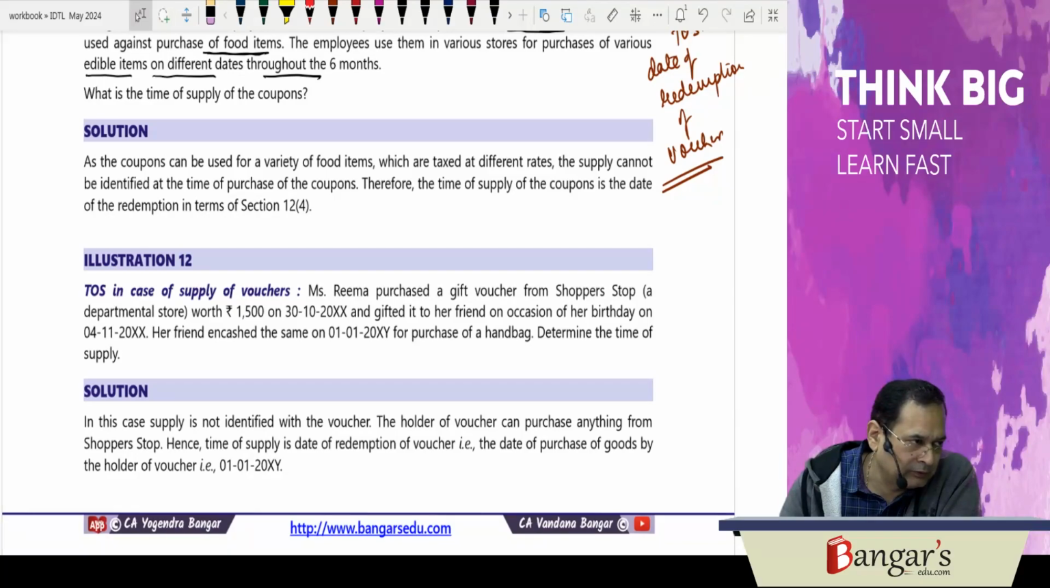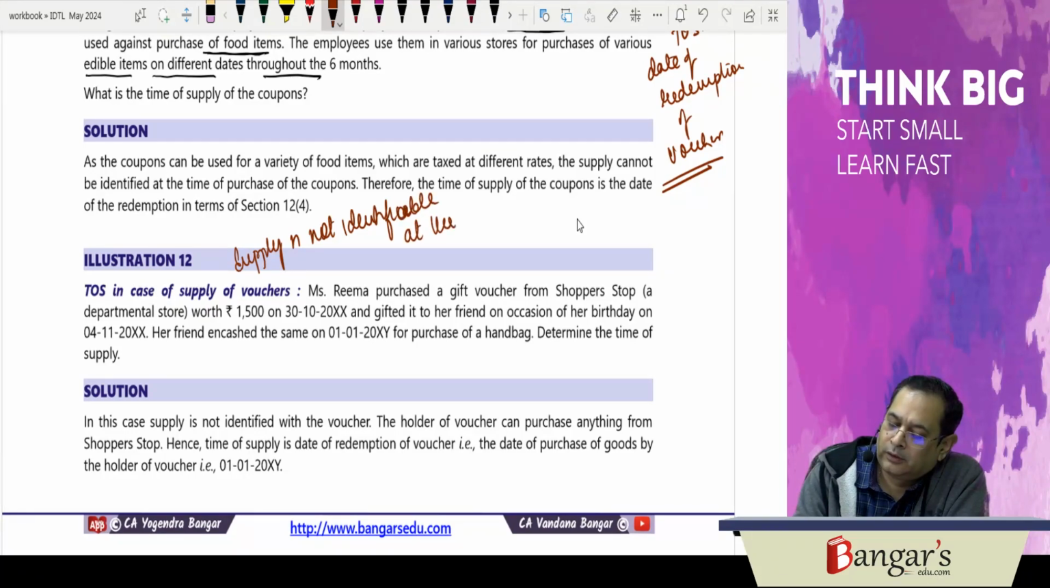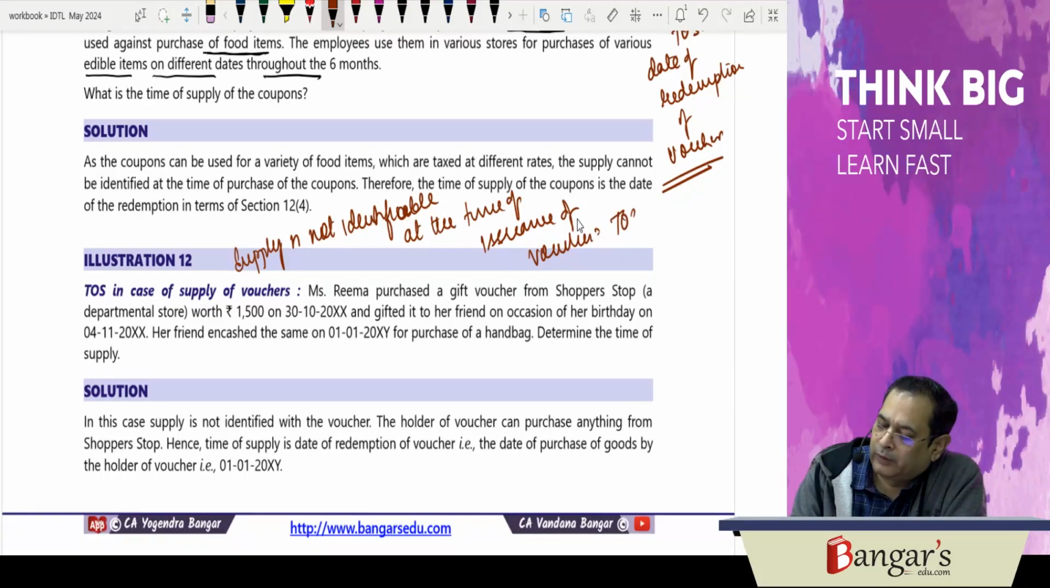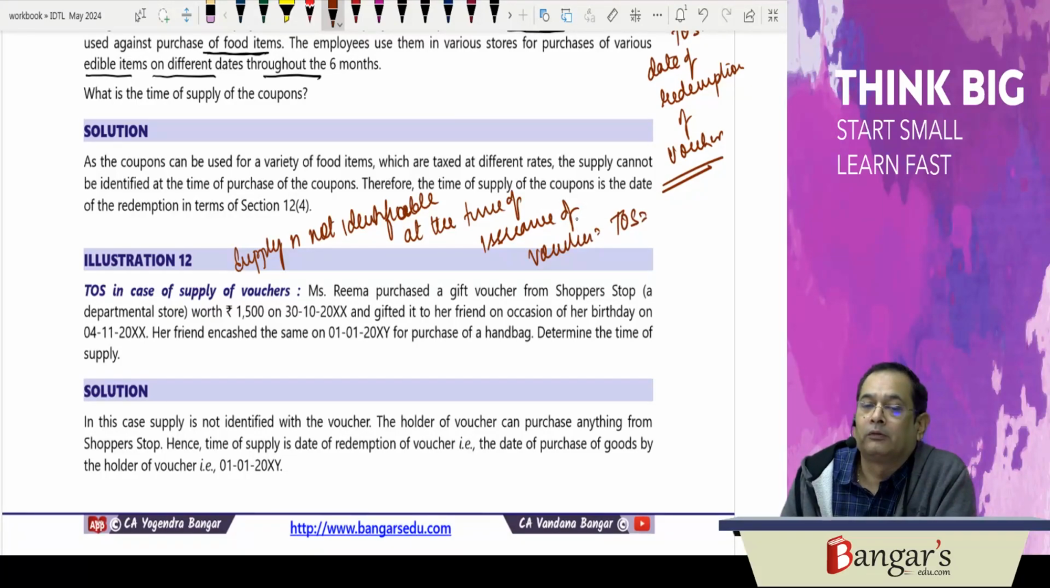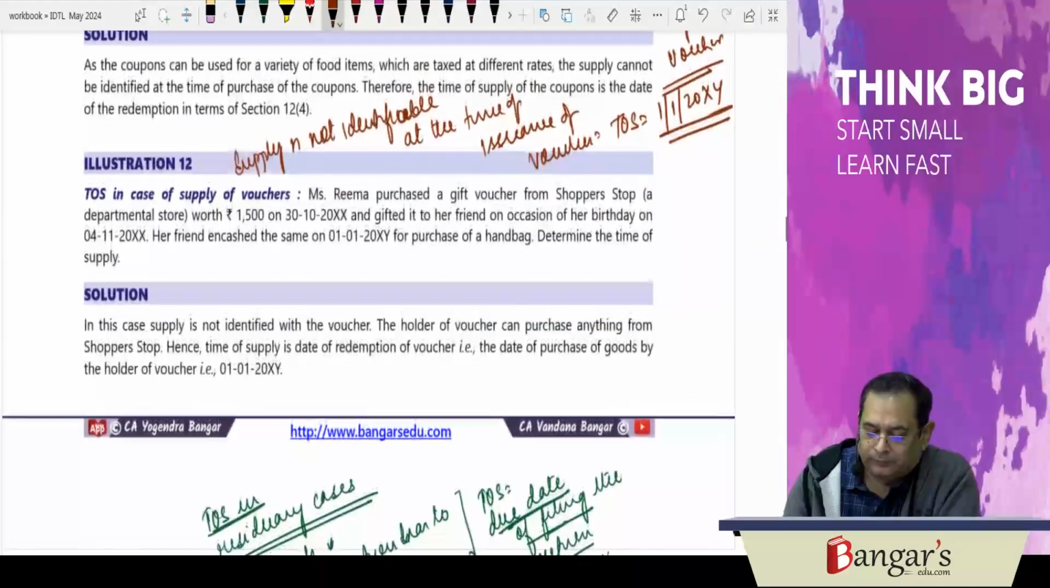Shoppers Stop is a departmental store, various items are there. Here also supply is not identifiable at the time of issuance of voucher. So the time of supply in this case will be what? 1st of January will be the time of supply.